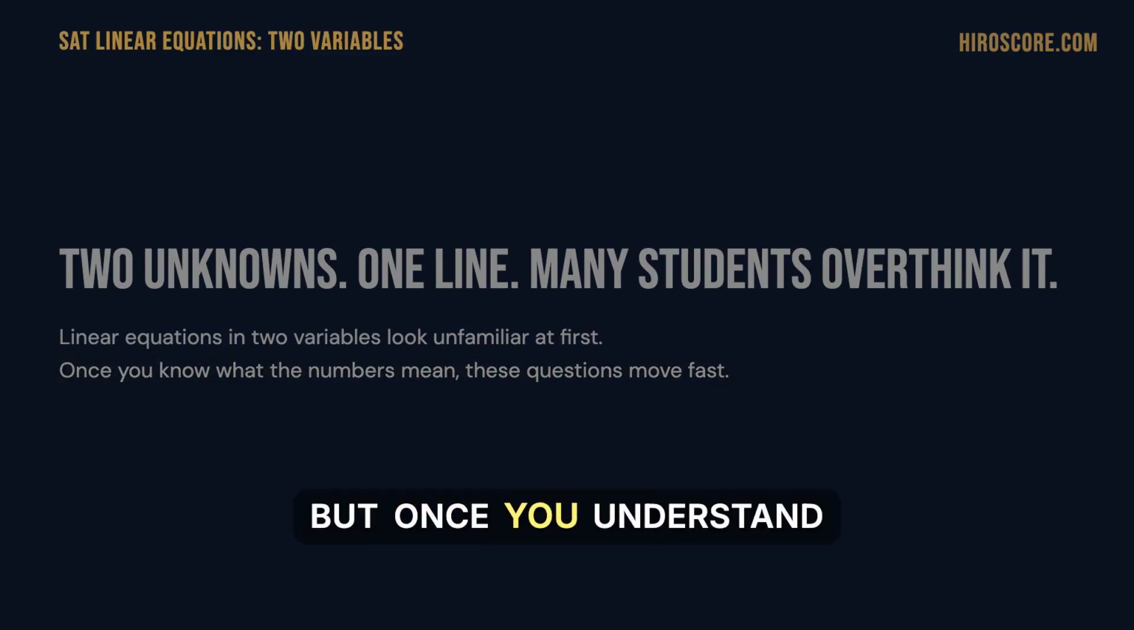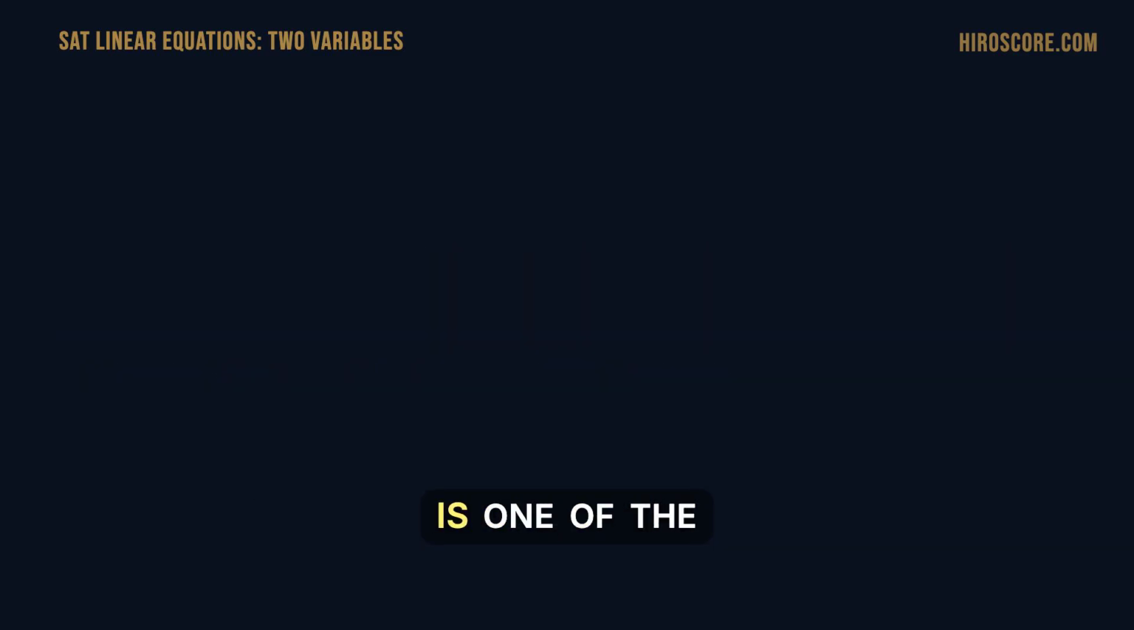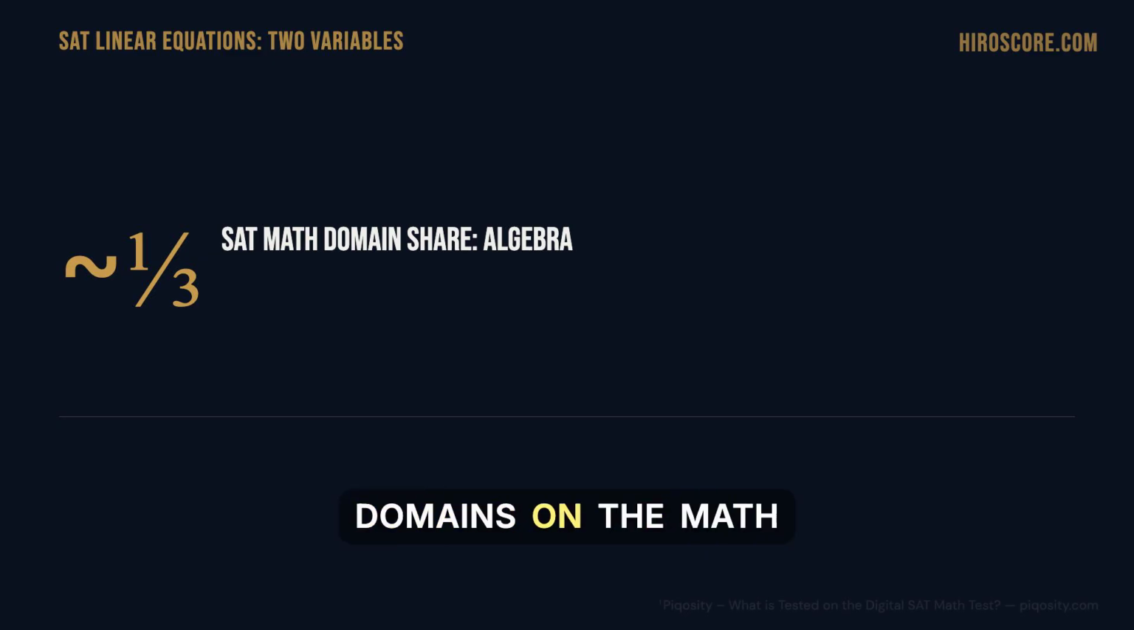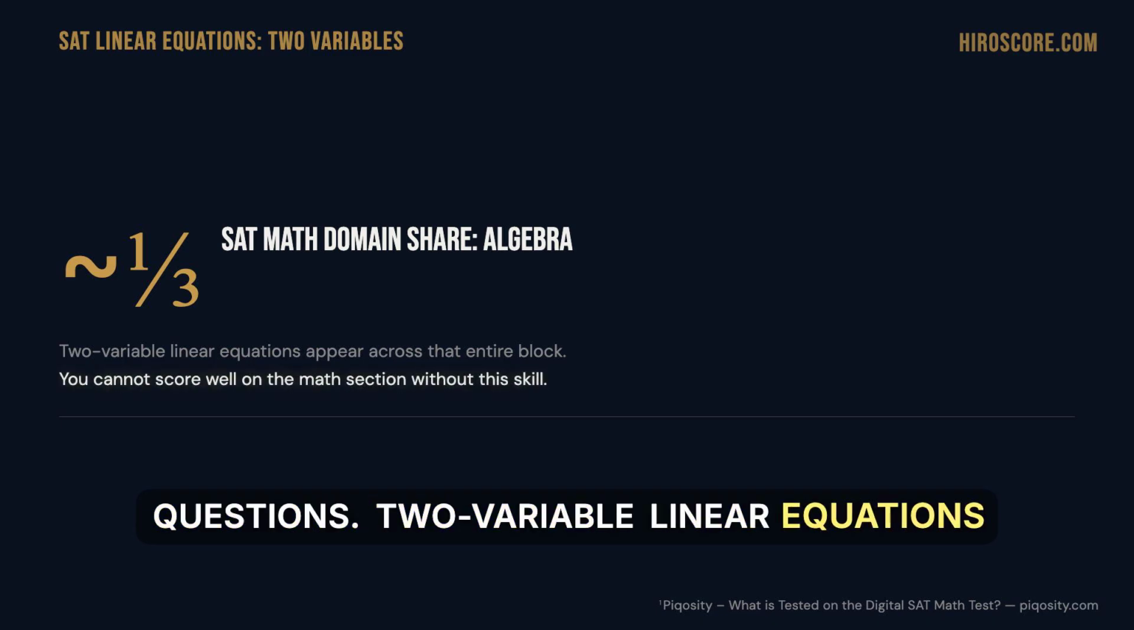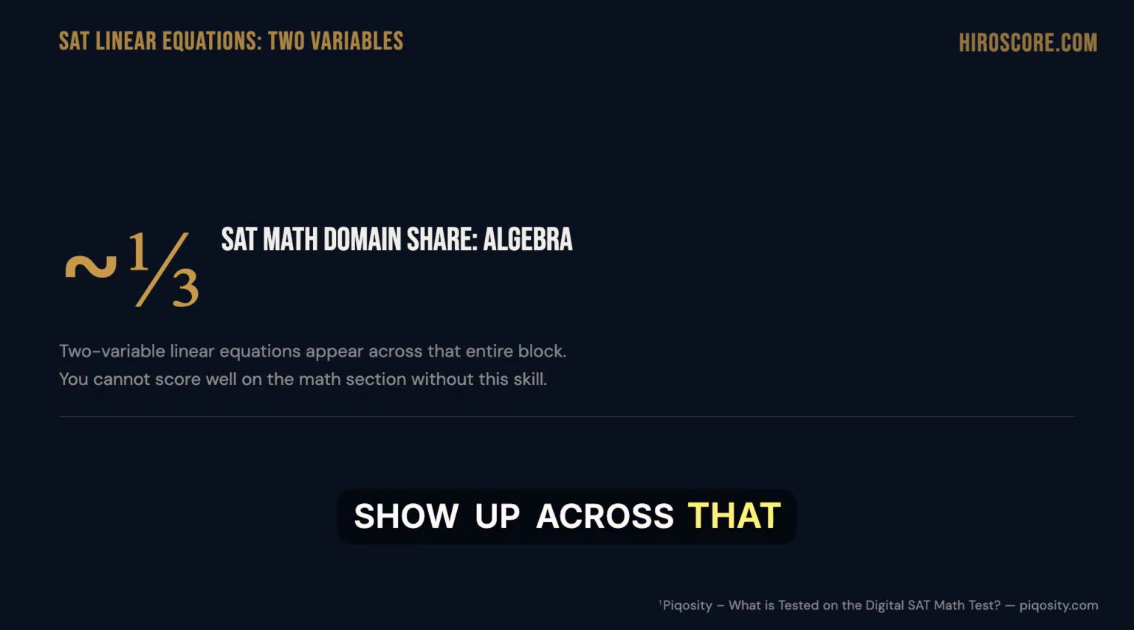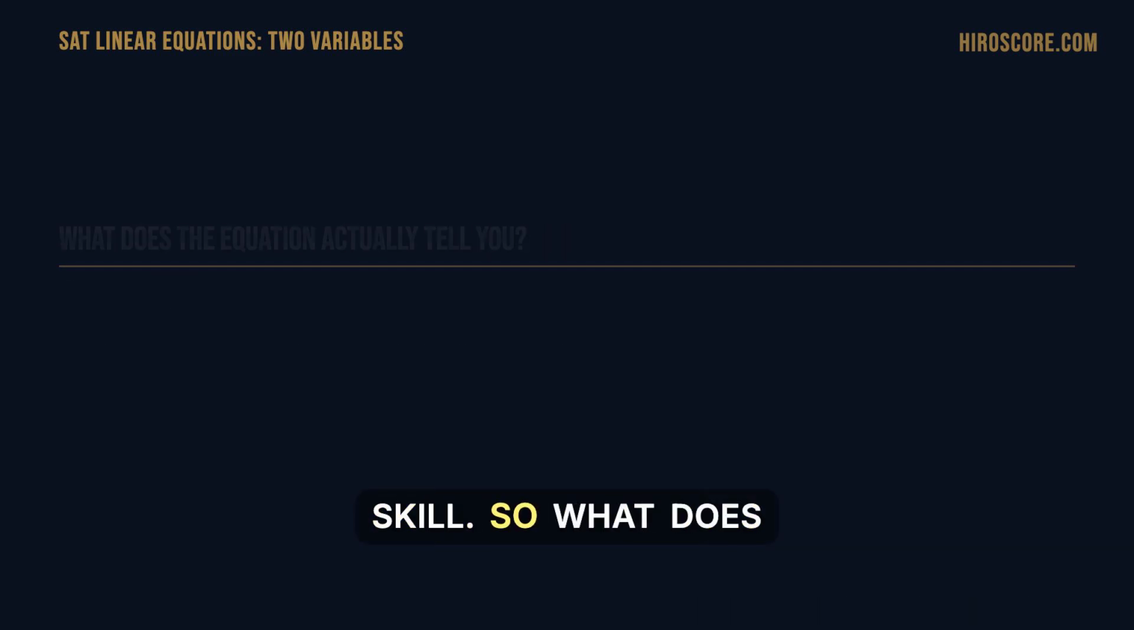A word problem gives you a line and asks what the slope means in that situation. Many students match the number to its position in the equation and stop there. But the SAT is asking what it means, not where it sits. The slope is a rate. The intercept is a starting value.